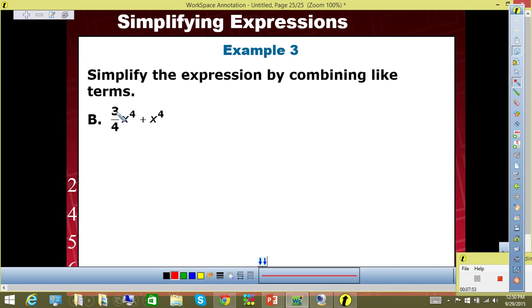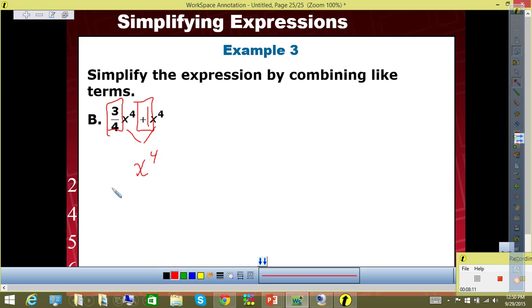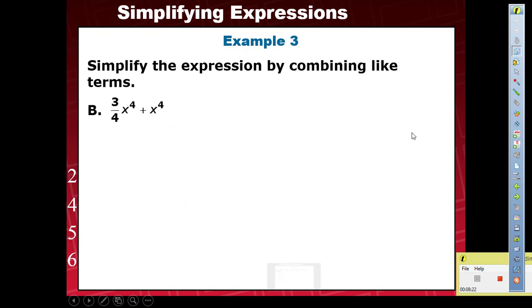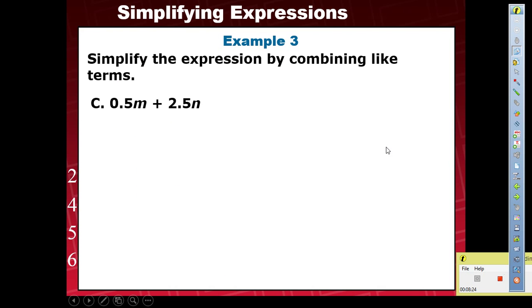Okay, let's see. So 3/4 x to the 4th plus x to the 4th. Okay. Are these the same variable? Yes. What is the coefficient here? So therefore, 3/4 plus 1 is. Thank you, Olivia. You have a deep voice. 1 3/4. Sands, have you got that? Okay. So do this next one, please. 20 seconds. Example 3. Go.